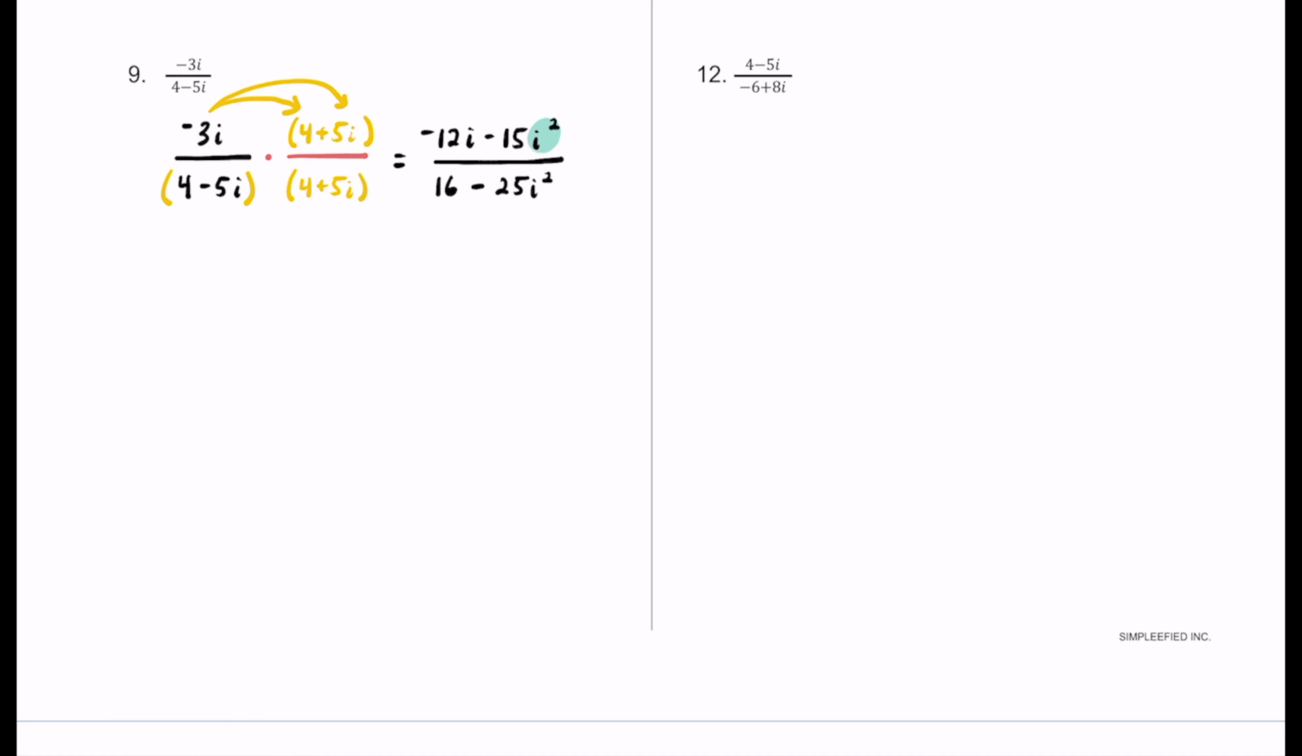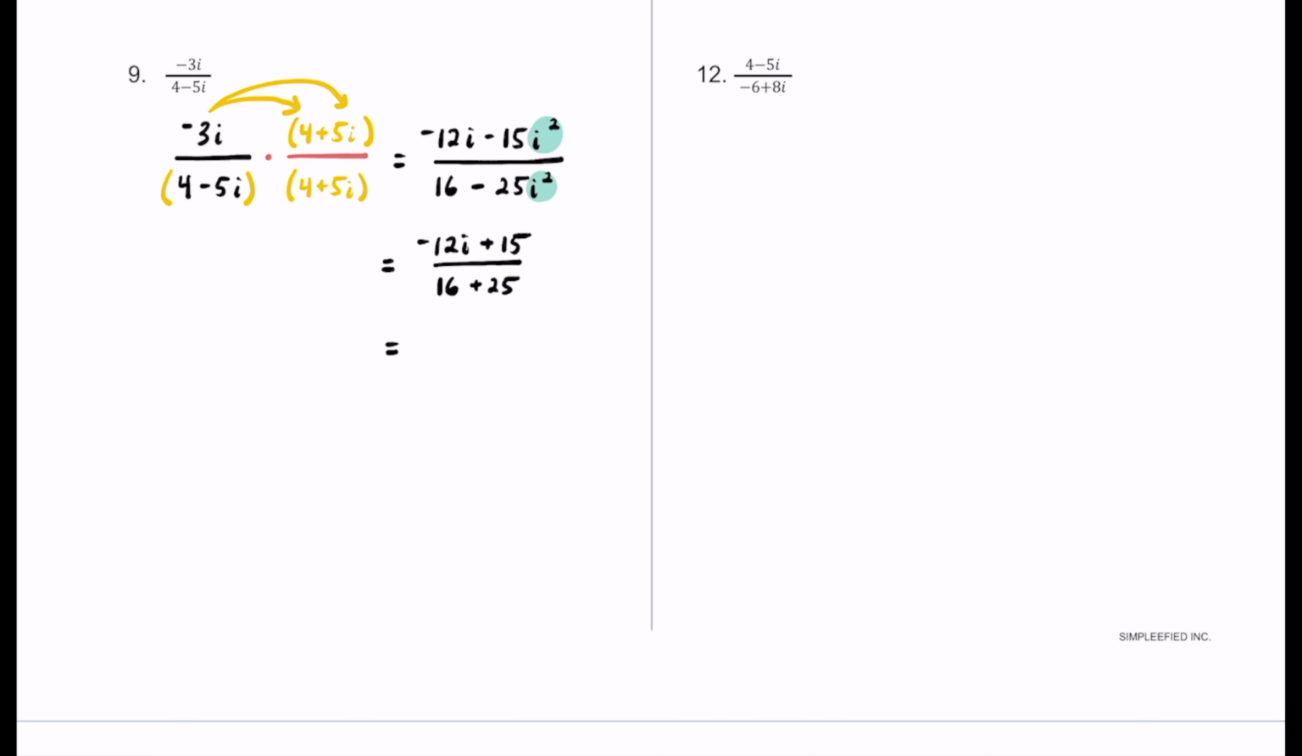Alrighty, cool. So we have i squared and i squared. These are both going to equal negative 1. So we're going to write negative 12i on top. And then instead of minus 15, it's going to be plus 15, just because we have the negative 15 times negative 1. And then underneath we have 16. And then instead of minus 25, it's going to be plus 25, just because we have negative 25 times negative 1, which is positive 25.